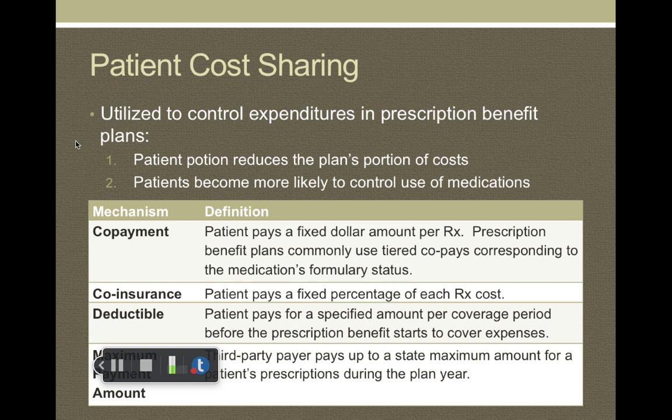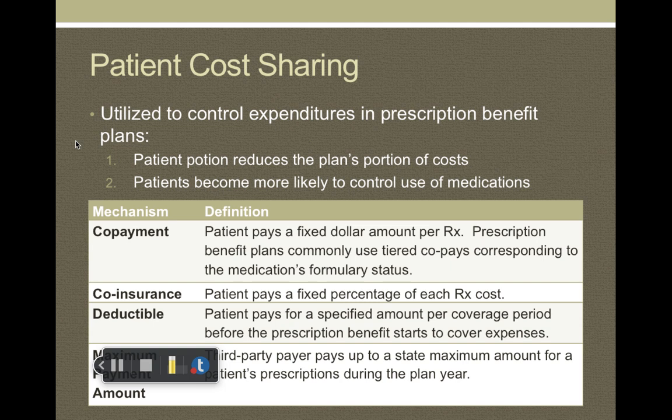The next term is coinsurance, and this is one that patients struggle with a lot more. And it's very similar to a copayment, but instead of a fixed dollar amount, the patient pays a fixed percentage of each prescription cost, and that's generally about 10 to 20% per prescription. The next is deductible, and again, this is one that you'll struggle with a lot during January and February. Many patients forget that they have a deductible that's separate from their medical plan for pharmacy plans.